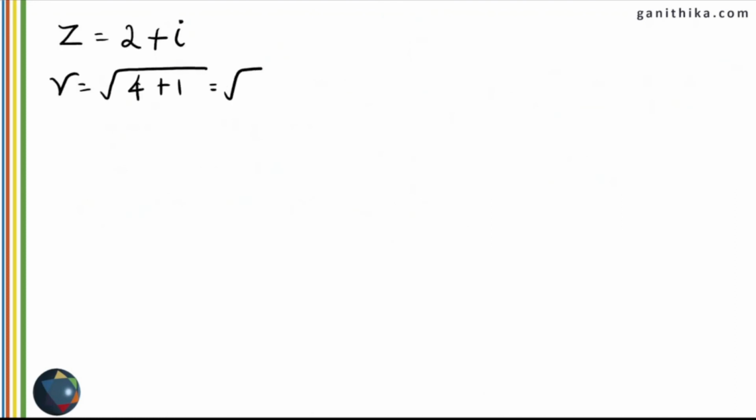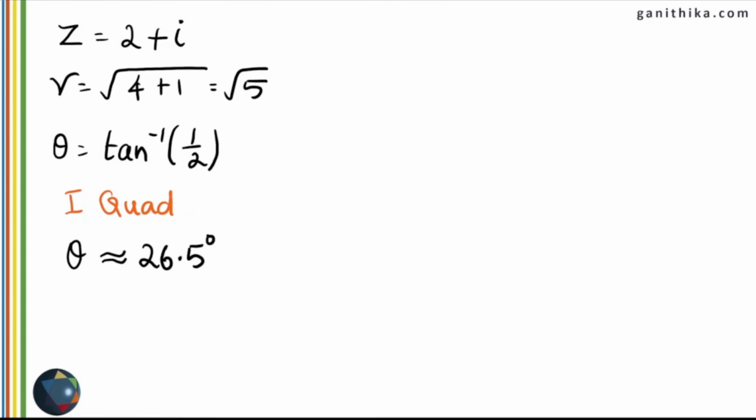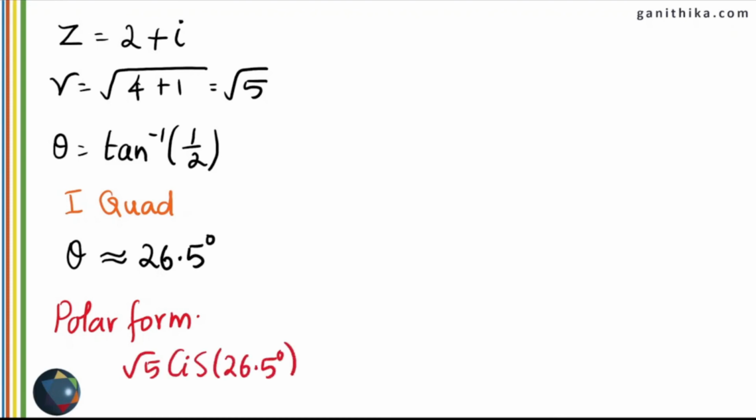Consider this complex number 2 plus i, and let's convert this into polar form. So we need to first find r and theta, which we have found here. Theta is tan inverse of 1 over 2. Since 2 plus i is in the first quadrant, we get the value of theta directly from tan inverse of half, which is 26.5 degrees approximately. Converting this to polar form, remember, it is r cis theta, therefore r is square root of 5, cis 26.5 degrees. This is the polar form for 2 plus i.